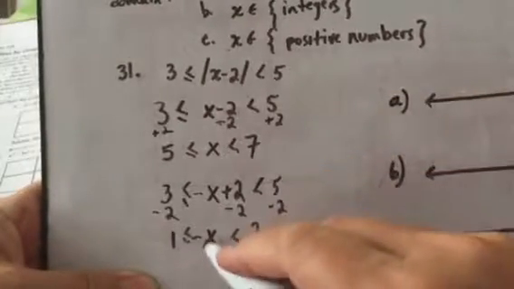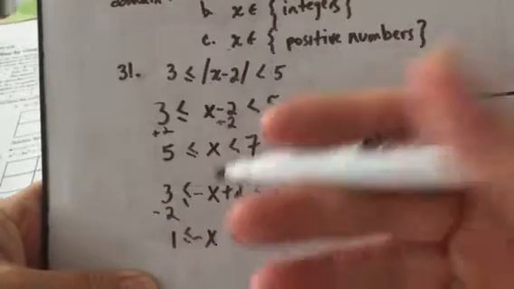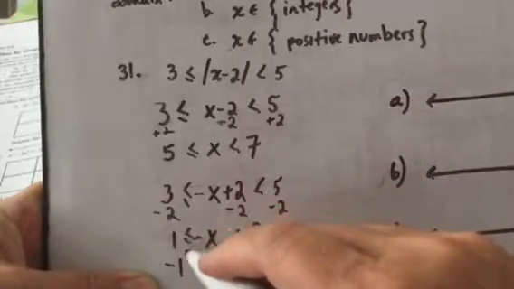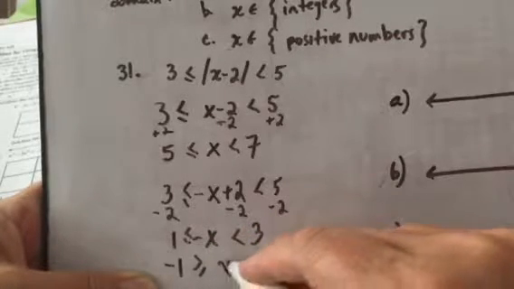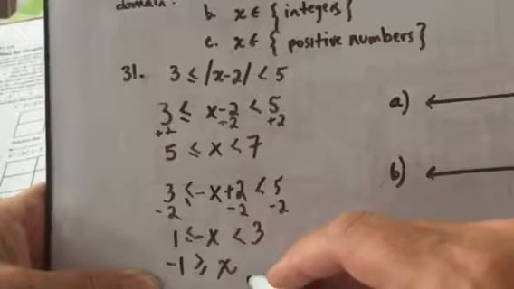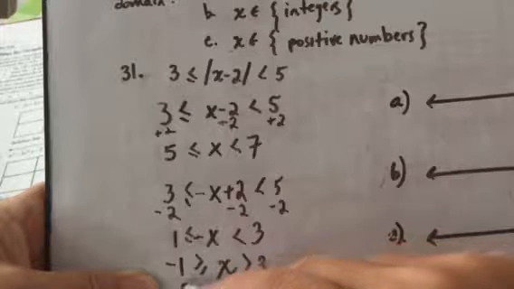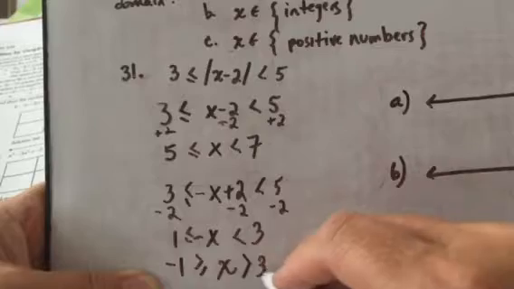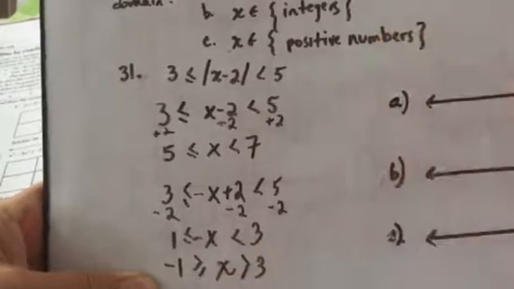Now the last part here is to get rid of this negative, right? We don't want the negative on the x, so we're going to divide every term or multiply every term by negative 1. However you look at it, it's the multiplicative inverse, and we have to flip the direction of the inequalities whenever we do that. Whenever we multiply or divide by a negative, the direction of the inequalities flip. So this is now x is greater than or equal to negative 1, and x is less than 3. Okay, so x is between negative 1 and 3.